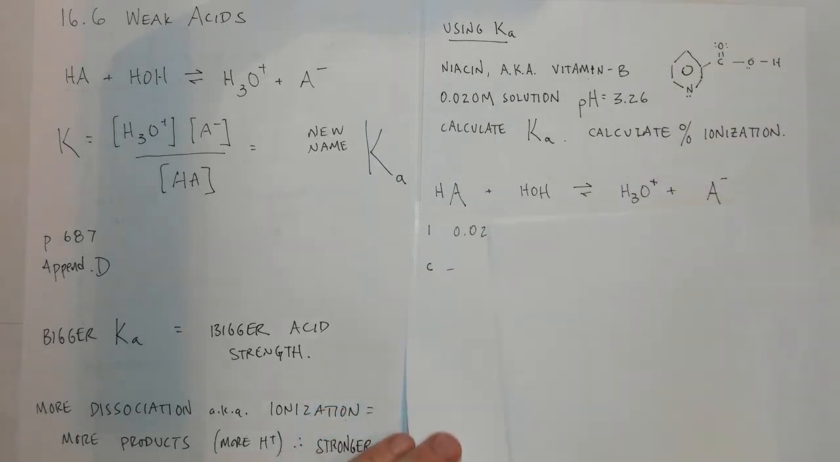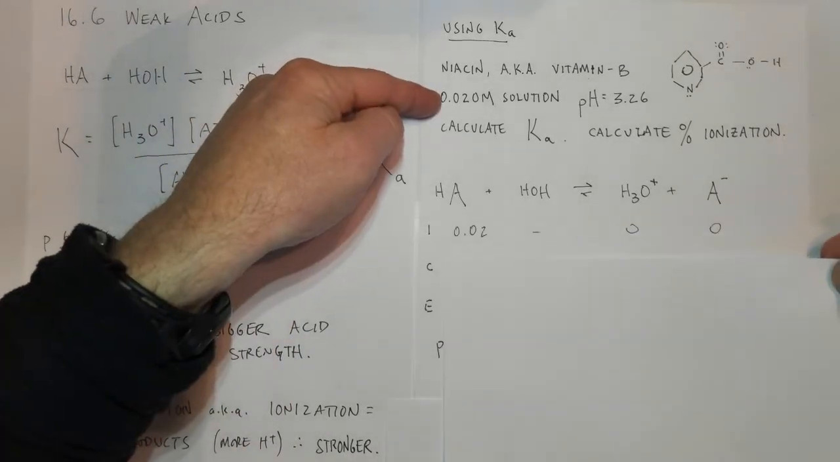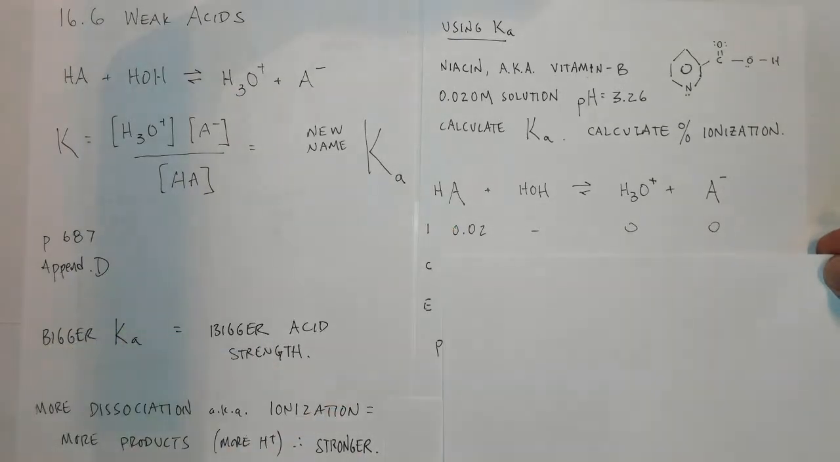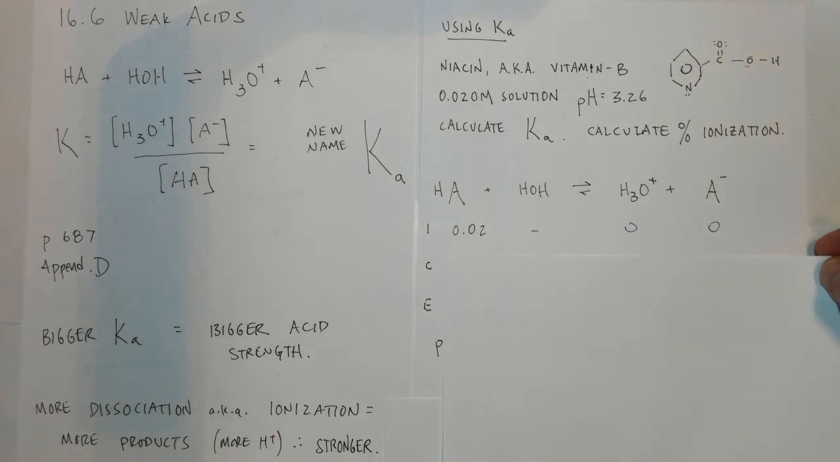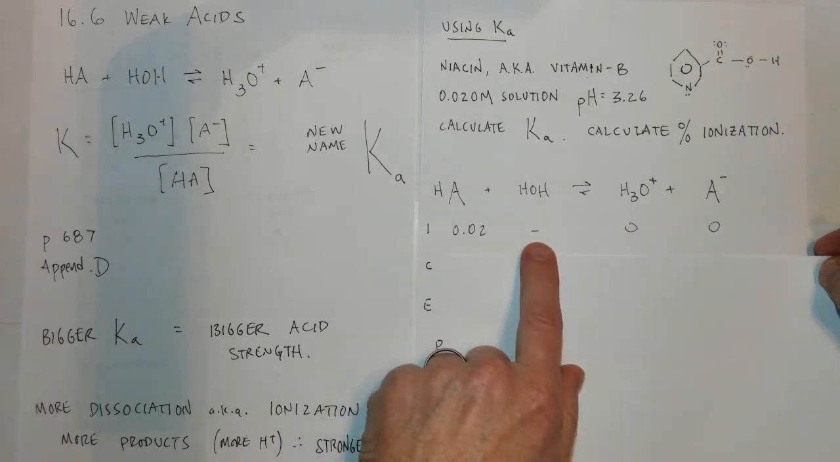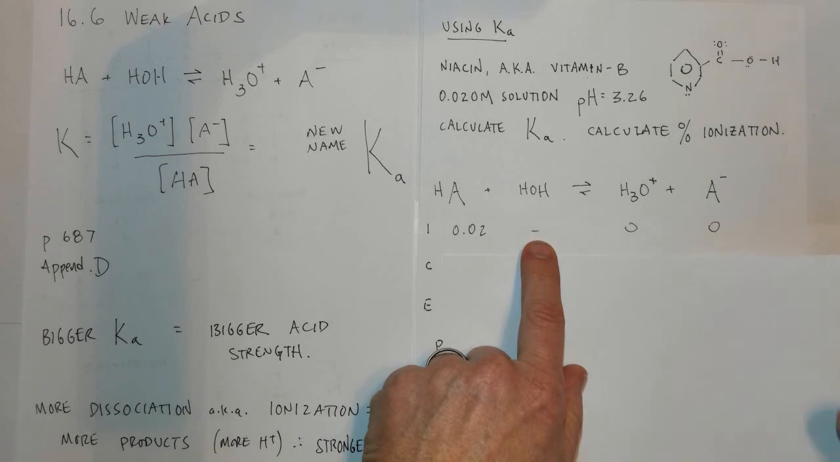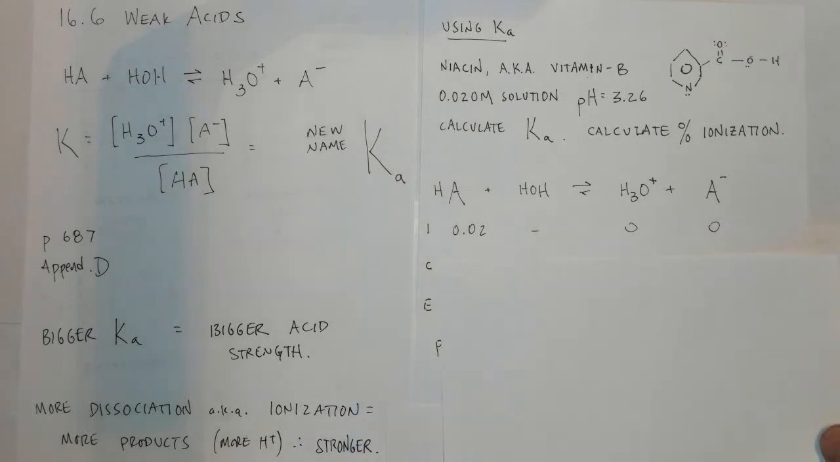And then on the left-hand side, you'll want to put an ICE table, ICE, for initial, change, and end. And we're given enough information in the question that we know the initial concentration of HA to be 0.02. And since they don't tell us anything about the products right here, we have to assume that those are 0. And we don't care about water because water is a pure liquid and it's never in the equilibrium constant expression.